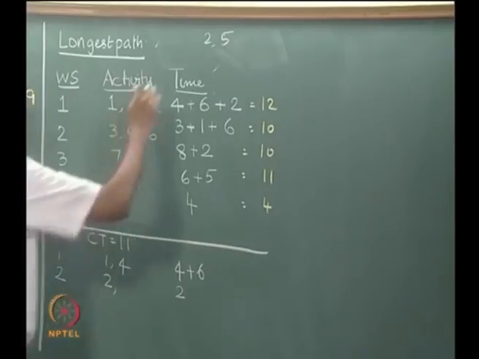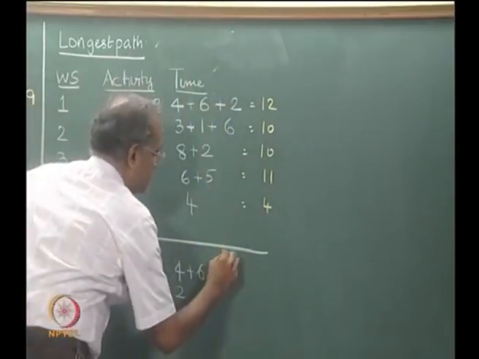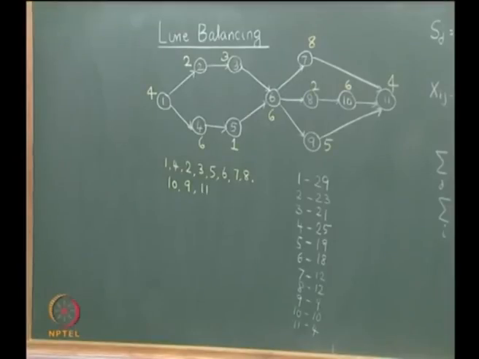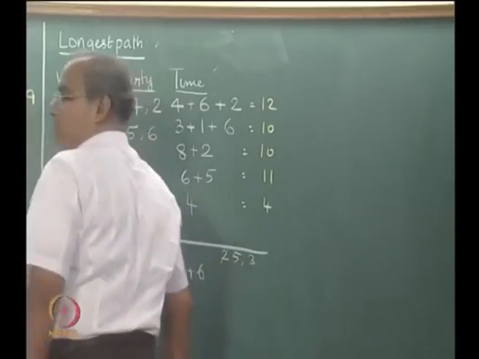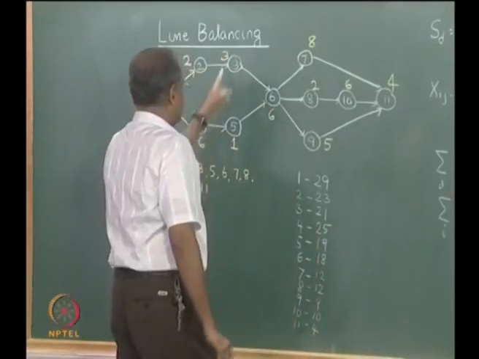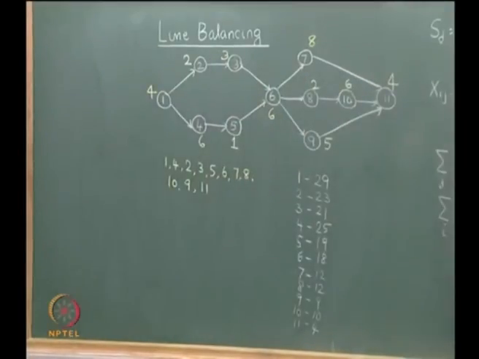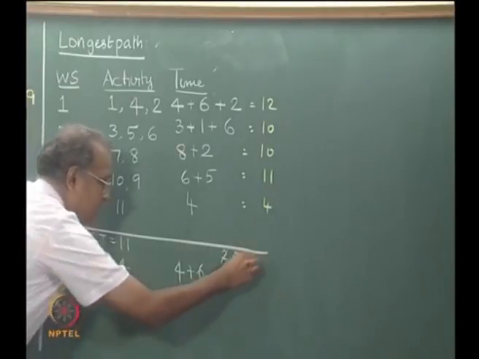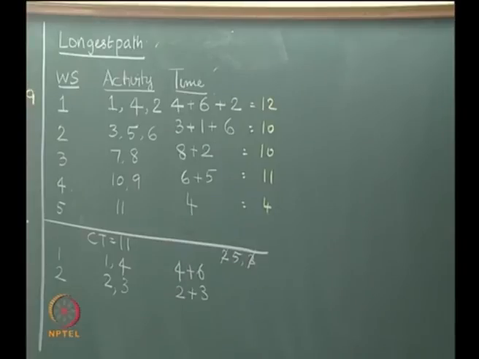So 2 goes, 5 remains, 3 comes in. Now between 3 and 5, 3 comes first, so 3 can be added here, plus 3. 3 goes. Now 5 is the only thing that is remaining.